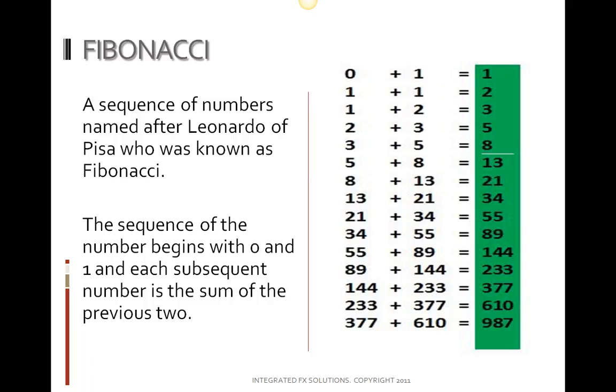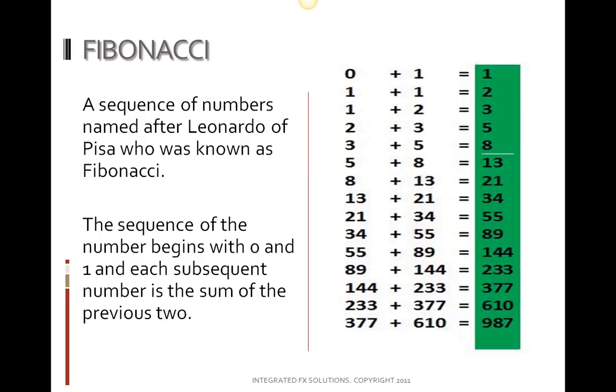Fibonacci, a sequence of numbers named after Leonardo of Pisa, who was known as Fibonacci. The sequence of the number begins with 0 and 1, and each subsequent number is the sum of the previous two. Now, the first two numbers are 0 and 1. Now, when a 0 is added to 1, we have 1.